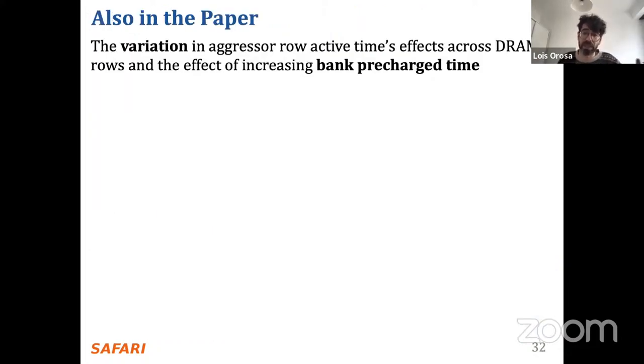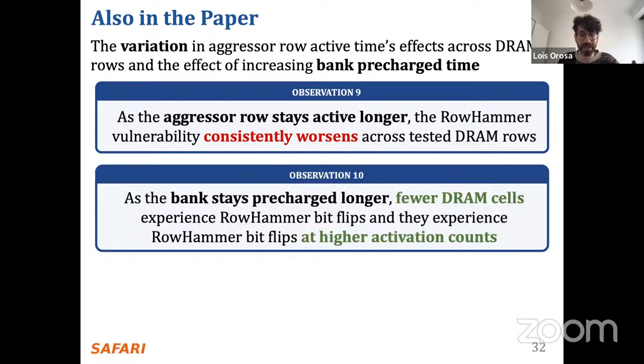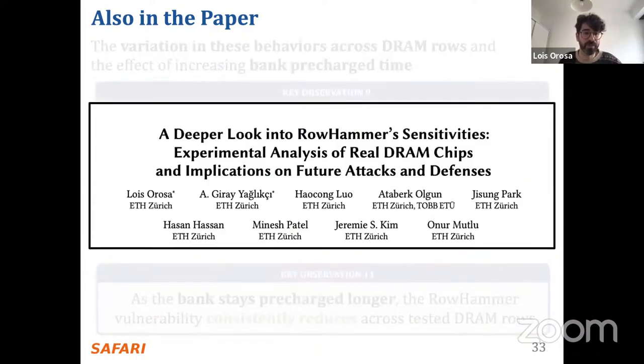In the paper, we also investigate the variation in the aggressor row active time's effect across DRAM rows and the effect of increasing bank precharge time. We make 3 observations from this analysis. First, as the aggressor row stays active longer, the RowHammer vulnerability consistently worsens across all tested DRAM rows. Second, as the bank stays precharged longer, fewer DRAM cells experience RowHammer bit flips, and they experience bit flips at higher activation counts. And third, this reduction in RowHammer vulnerability is also consistent across all tested DRAM rows. We have more details and analysis in the paper.